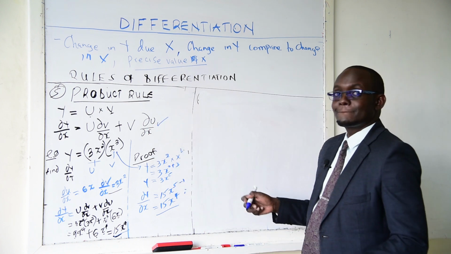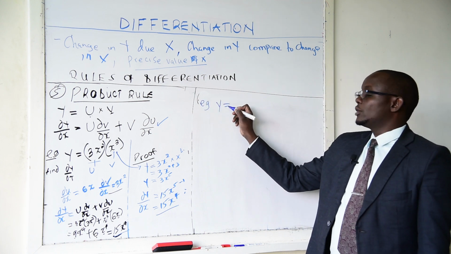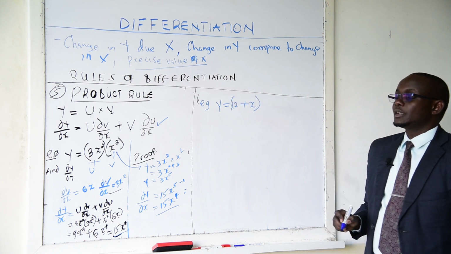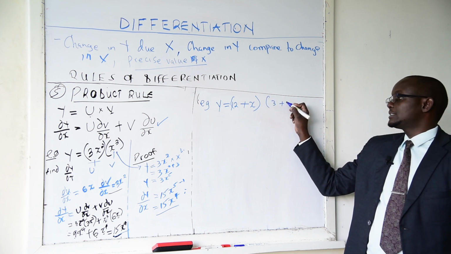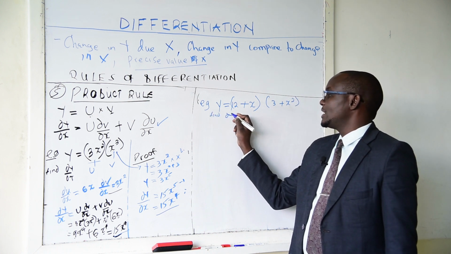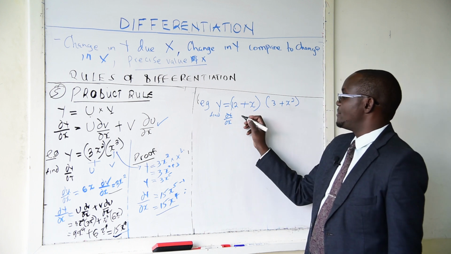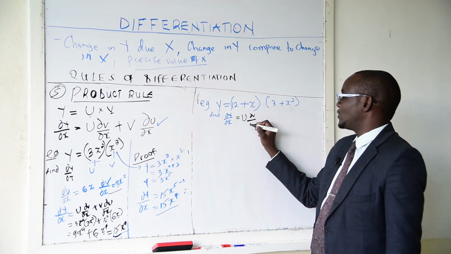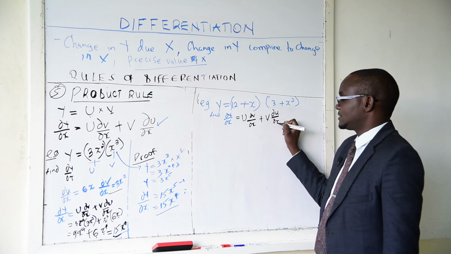Another example, you can be given y equals 12 plus x. Then you are told this is also multiplied by 3 plus x squared. And you are told to find dy over dx. To find dy over dx, remember, dy over dx is given by u dv over dx plus v du over dx.